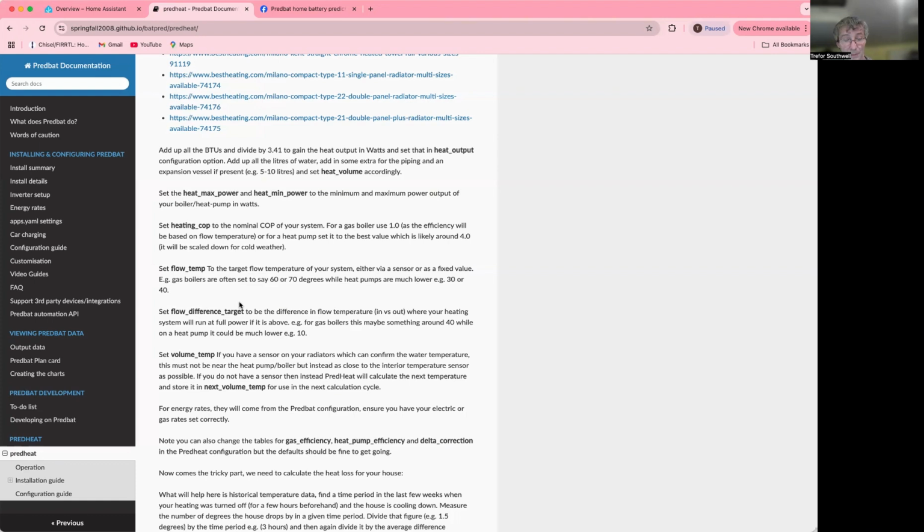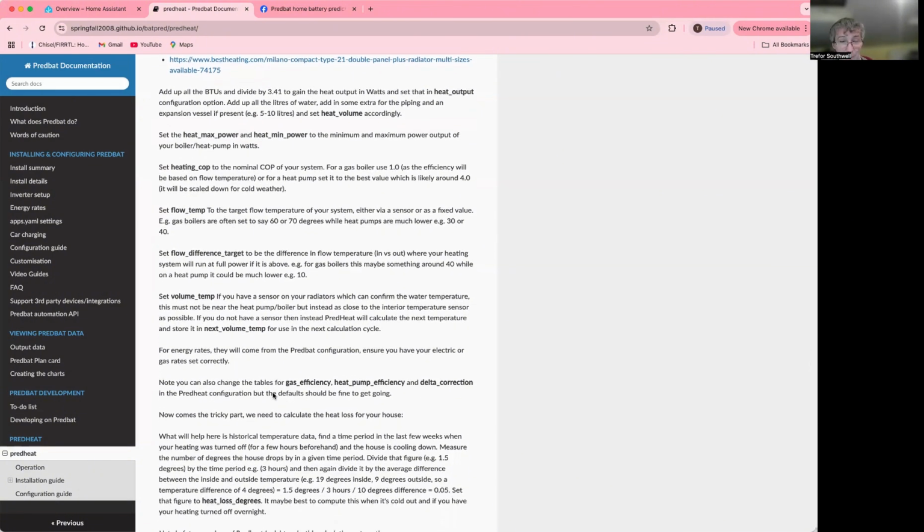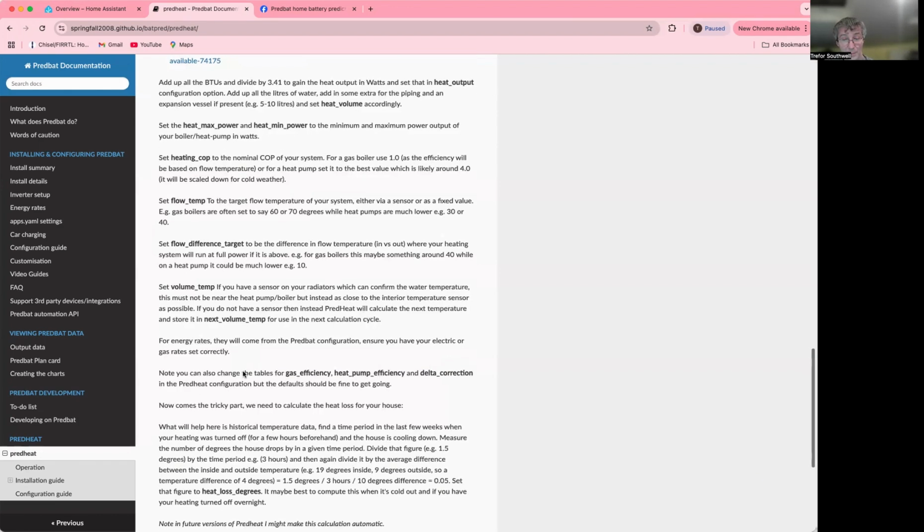and you also need to set volume temperature. If you don't have a sensor for this, then just let Predheat calculate the volume temperature automatically. It will just do that based on the next volume temperature and store it. I don't actually have a sensor for volume temperature. You can also adjust these tables of gas efficiency or heat pump efficiency tables. They're preloaded in for some standards, but obviously you could refine it with more data for your particular system. And the delta correction is set up for standard radiators, like the ones you'd buy at B&Q. If you've got a different type of radiators, you may need different delta corrections to go from the delta 50 to the particular deltas based on the radiator temperature.